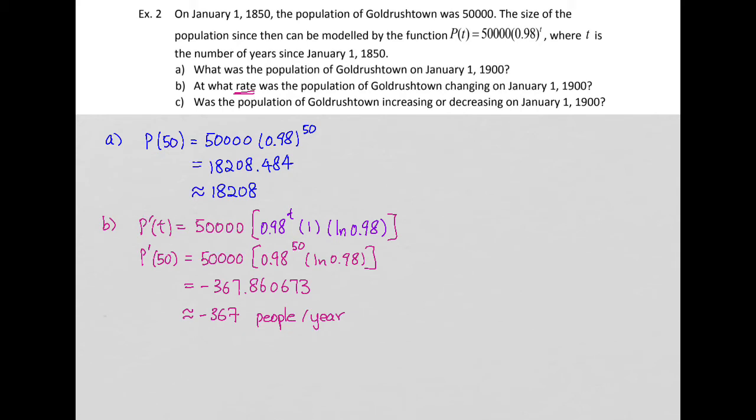Part C was asking whether the population of the town is increasing or decreasing on January the 1st, 1900. Because we calculated the rate of change is negative, that means we're actually losing people. Therefore, we will say that it's decreasing.